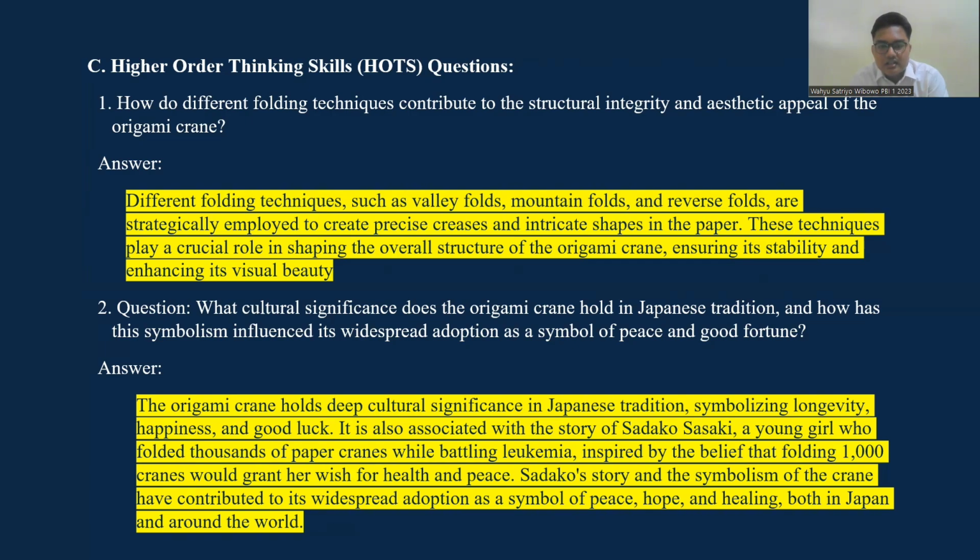It is also associated with the story of Sadako Sasaki, a young girl who folded thousands of paper cranes while battling leukemia, inspired by the belief that folding 1,000 cranes would grant her wish for health and peace. Sadako's story and the symbolism of the crane have contributed to its widespread adoption as a symbol of peace, hope, and healing, both in Japan and around the world.